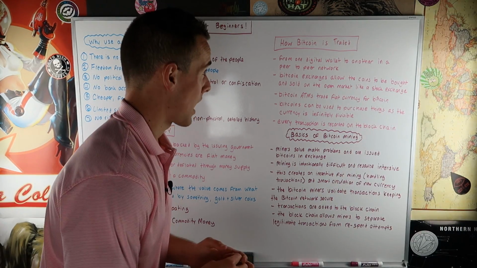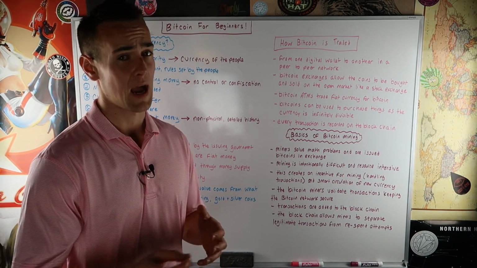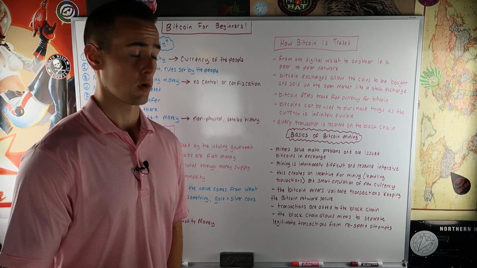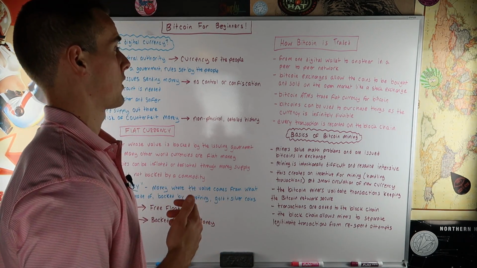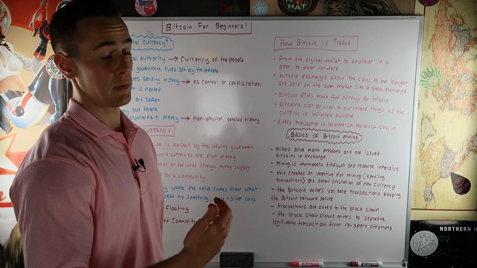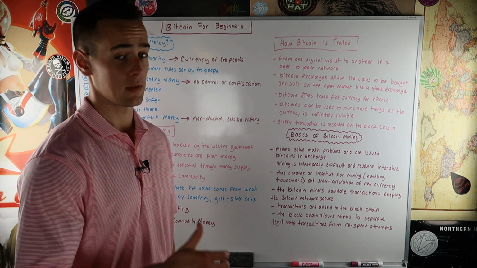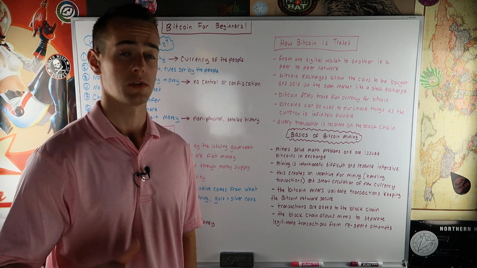So how is Bitcoin traded, or basically how do you use Bitcoin if you have it? Well, if you're looking to send money to someone, you would basically send Bitcoin from one digital wallet to another in a peer-to-peer network. Now, if you are looking to invest in Bitcoin, and that's the last thing we're going to talk about in this video, there are 2 ways to invest.